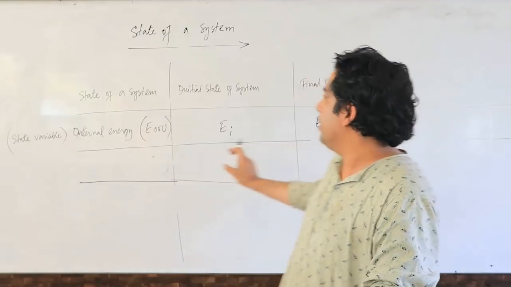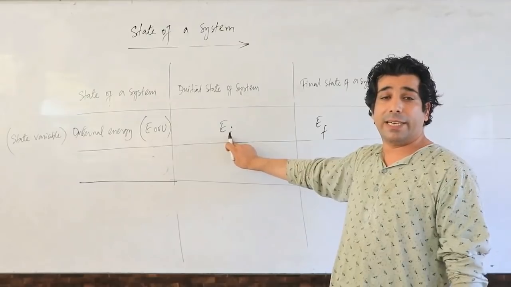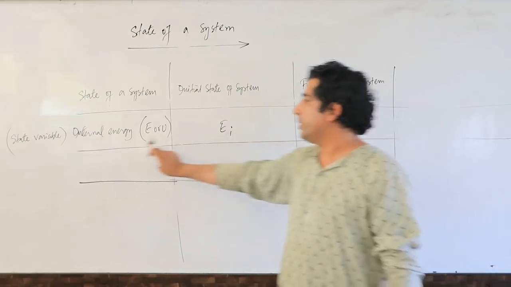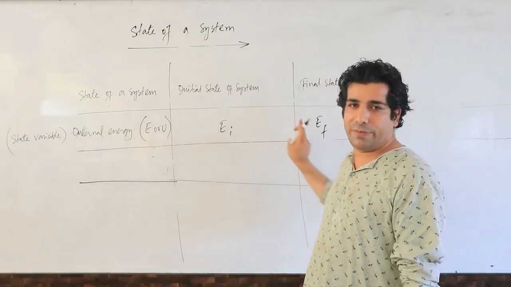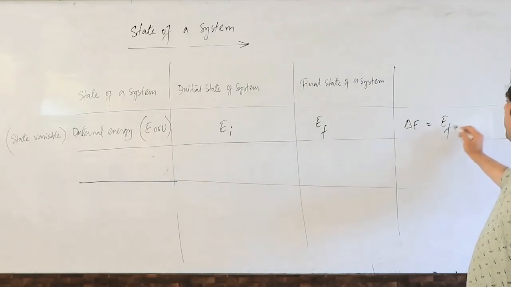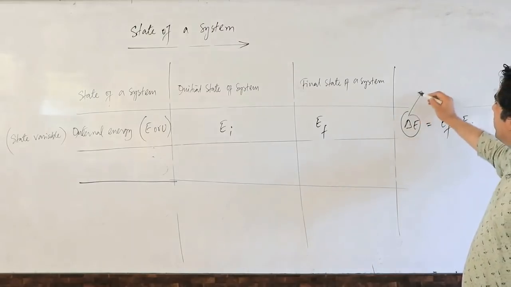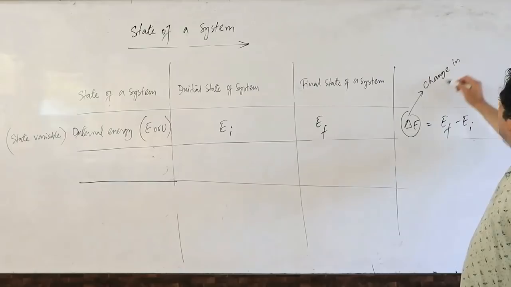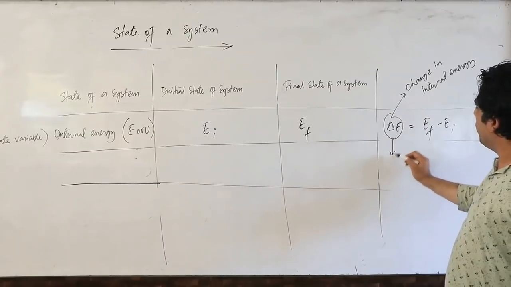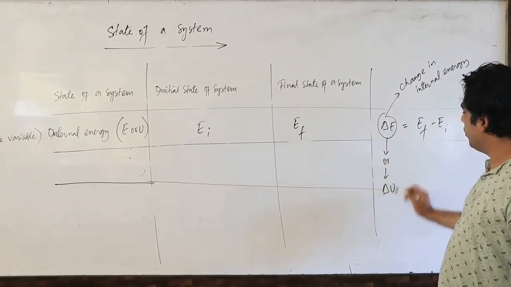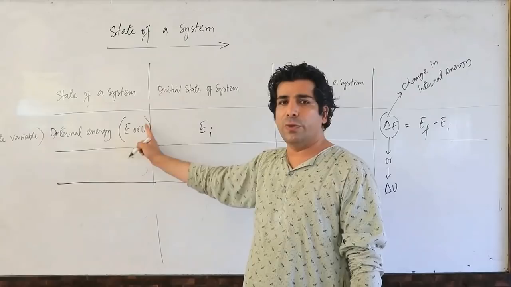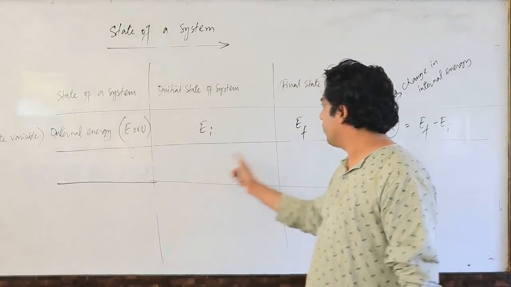Now if you look here, the internal energy of the system at the initial state is EI and at the final state is EF. Yes or no? So when your state variable, which is internal energy, changes from EI to EF, then the total change in internal energy will be given by EF minus EI, and this delta E is nothing but the change in internal energy. And remember, this delta E can also be written as delta U, because there are two symbols for it, E or U. You can either use E or U for the internal energy. I hope you have understood this, my dear friends.